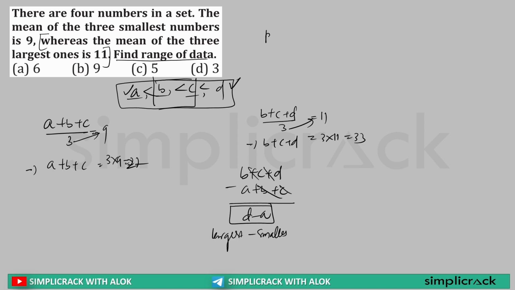So range is what? This is a statistics concept, but remember this. Largest value minus smallest value. So here D minus A is equal to 33 minus 27, that is 6. So the answer is option A. Range means how distributed is this whole thing? What is the difference between the both ends, the smaller end and the larger end?